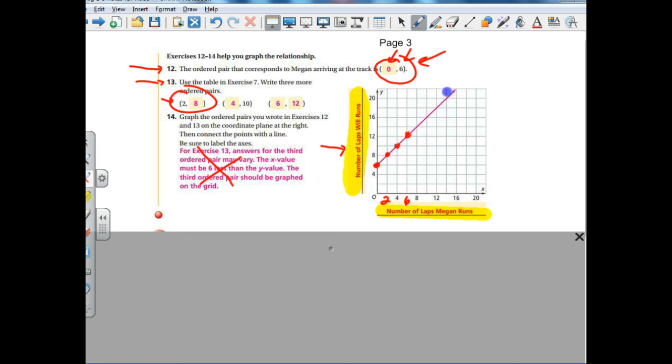Go ahead and connect that line because this is what we call continuous data. In other words, he might have run 2.5 laps, anywhere in between. He's always run 6 more than Megan. And that wraps up number 14.